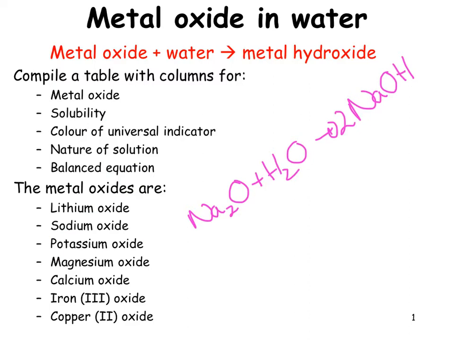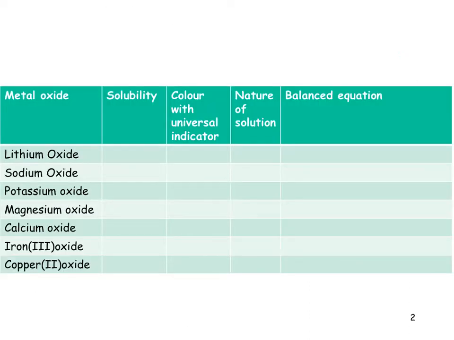Now you're going to do this for each and every single one of these reactions. I'm going to set up a table that looks something like this. We're going to look at whether they are soluble, what is the color in universal indicator, and it turns out with all these metal oxides we're going to land up with a basic solution. Although that said, iron oxide does not dissolve in water, and so we don't get any color at all, and copper oxide does not dissolve in water, so we don't get any color change or any nature of the solution at all.